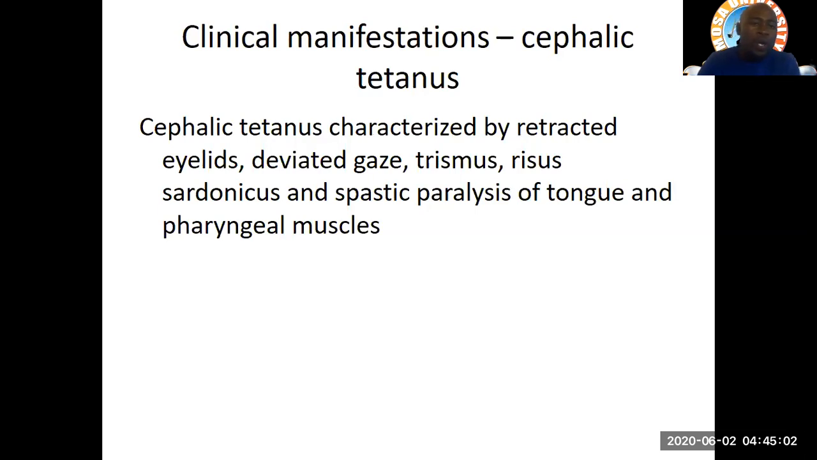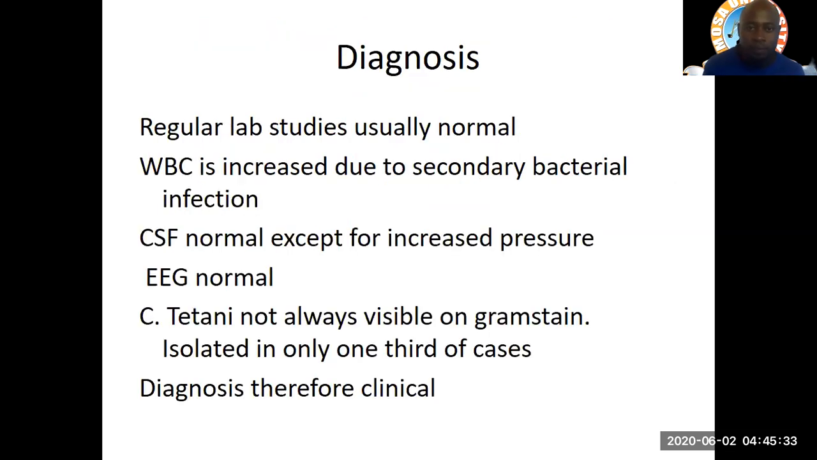Once there is cephalic tetanus, these patients will present with trismus. Sometimes they present with risus sardonicus and spastic paralysis of the tongue, and all the pharyngeal muscles are affected. To make a diagnosis of cephalic tetanus, if you look at this patient, you will find a gazed or diverted iris.